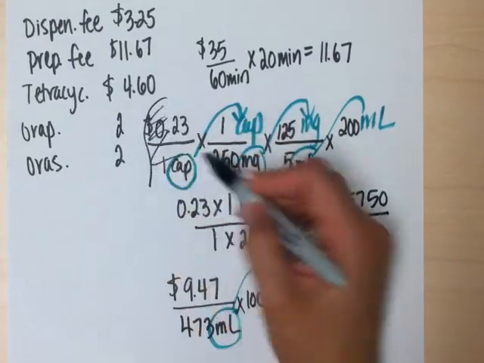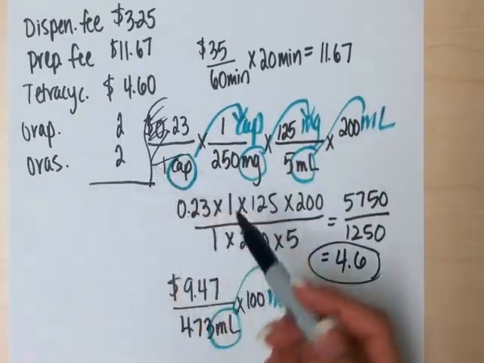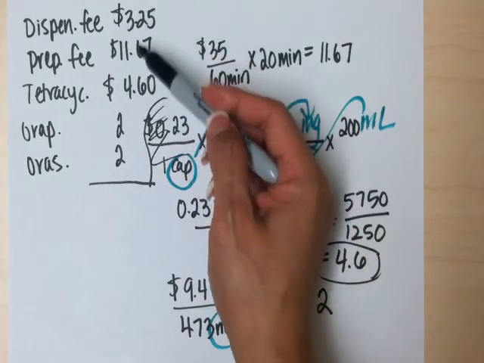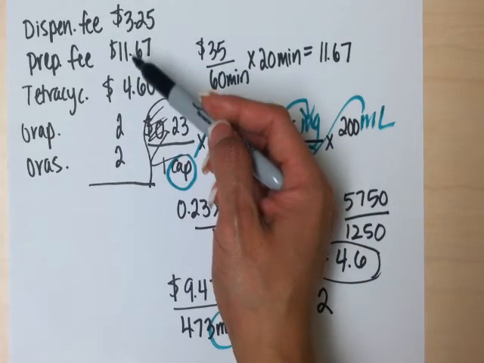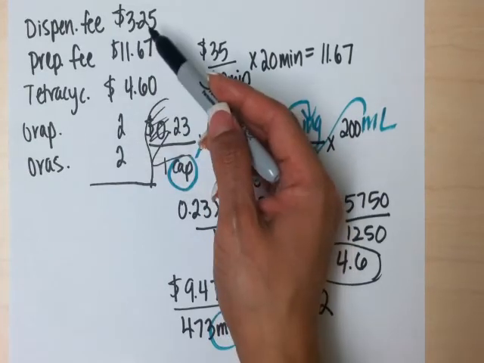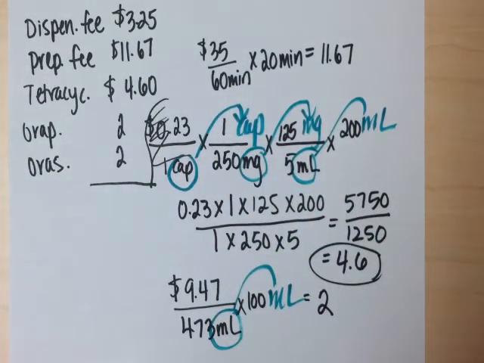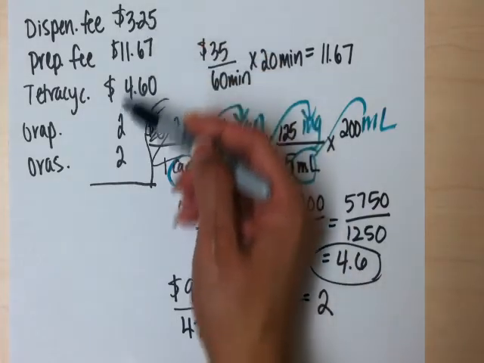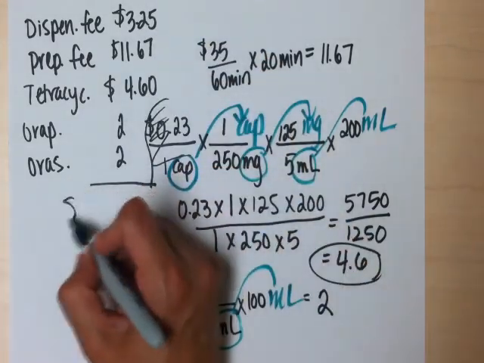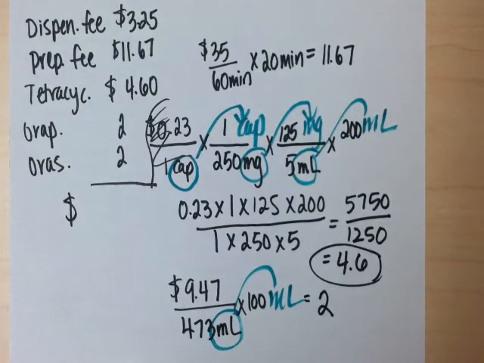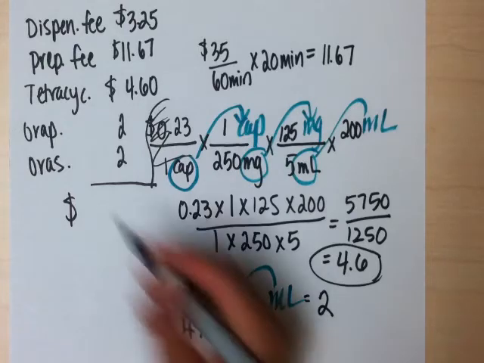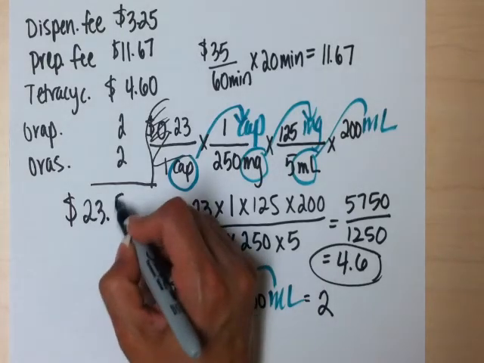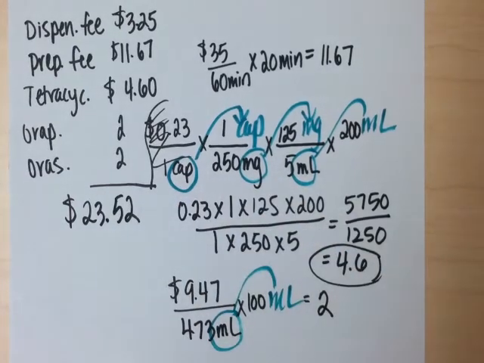I kind of scratched that out there, but these that you see all here are the cost of each ingredient, as well as the dispensing fee and the preparation fee. So we're going to add all of these up, and that's going to give us the total price for what we're going to bill for this particular compound. So when we add all that up, we'll get $23.52.